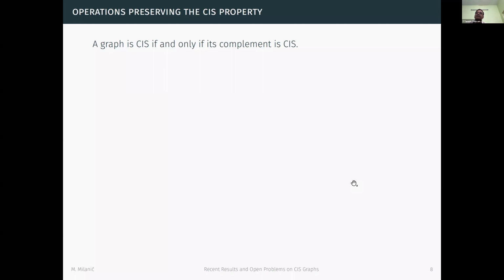What else can we say about CIS graphs? Well, if a graph is CIS, then its complement is definitely CIS, because the definition is completely symmetric in this respect. When we go to the complement, the maximal cliques are mapped to the maximal stable sets and vice versa. But perhaps more interestingly, the class of CIS graphs is closed under substitution.